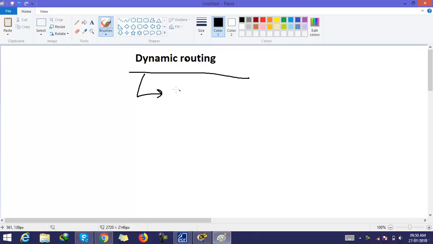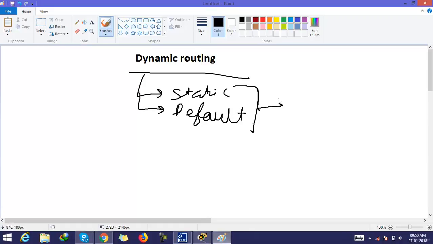We already studied static and the second part of static, that is default. We already studied about these two. Now we are talking about dynamic routing. Dynamic routing is when protocols are used to find networks and update routing tables on routers. This is a lot easier than using static or default routing, but it will cost you in terms of CPU processing and bandwidth on network links.